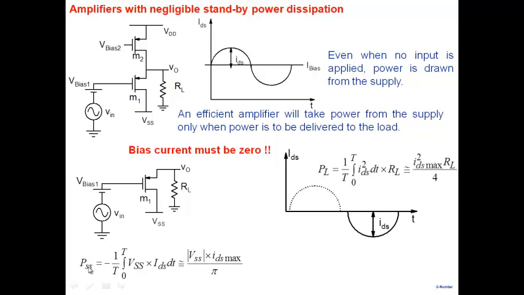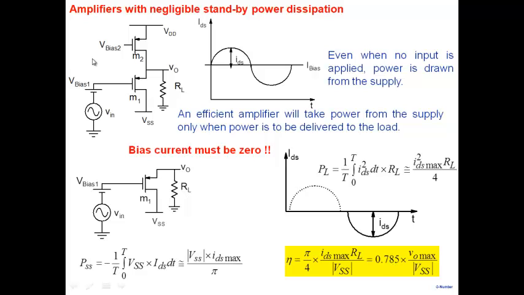Let's take the ratio PL by PSS. When I take the ratio, I get efficiency. Efficiency turns out to be pi by 4 times IDS max times RL divided by VSS. And IDS max times RL is nothing but V0 max. So I can write it as pi by 4, which is 78.5%, times V0 max by VSS. So what it is showing you is if you drive it hard, V0 can become close to VSS, within a saturation voltage drop or so. And therefore, you can get an efficiency greater than 70%. So you get fairly high efficiency.